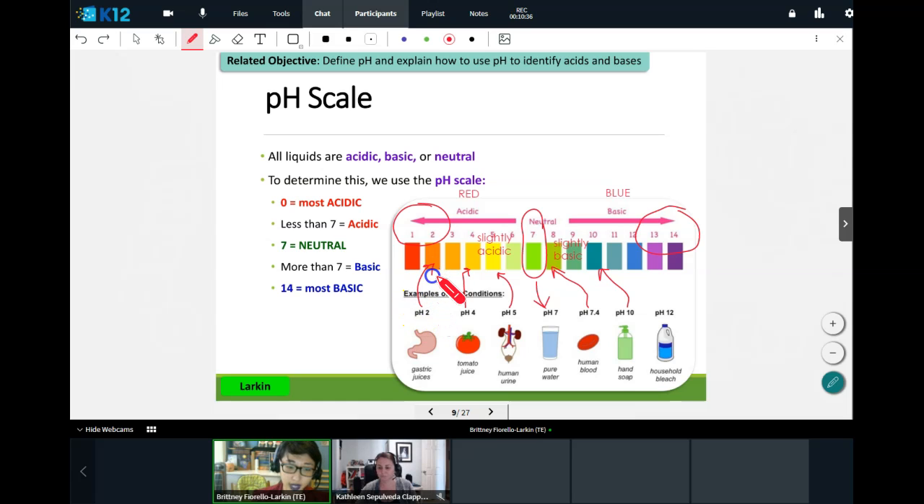So gastric acid in your stomach is extremely acidic with a pH of 2, whereas bleach is extremely basic with a pH of 12. So again, closer to the middle, less acidic, less basic. Further from the middle, more acidic, more basic. Exact middle is neutral. Let's make sure that we understand these.